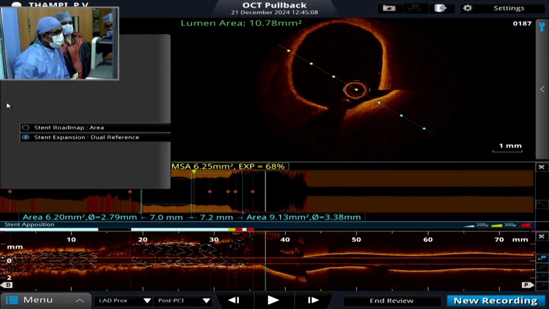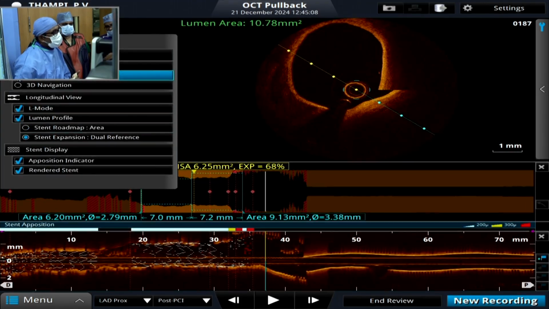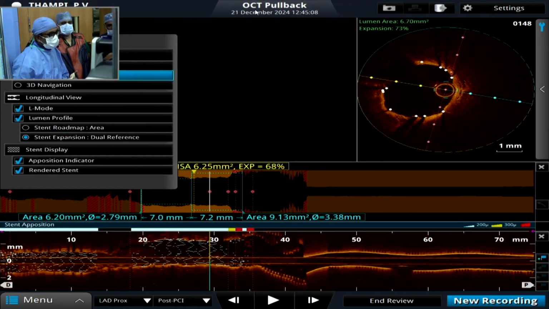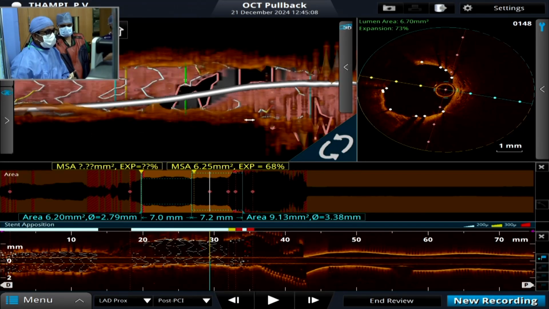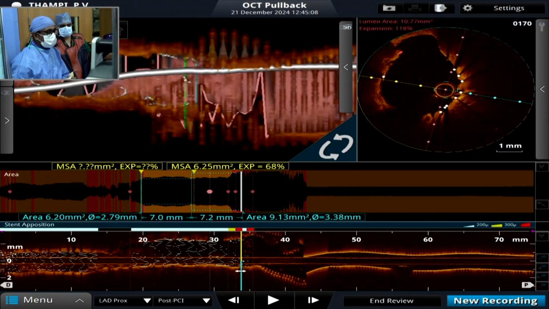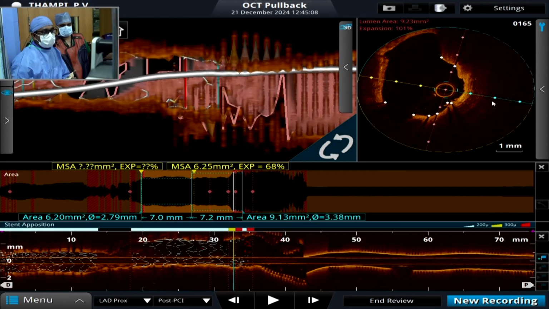We'll come to 3D bifurcation. 3D bifurcation may not look good when you have this sort of SWAP artifacts. See, that's how the 3D bifurcation would look like. Because of the SWAP artifacts, you're not seeing that.